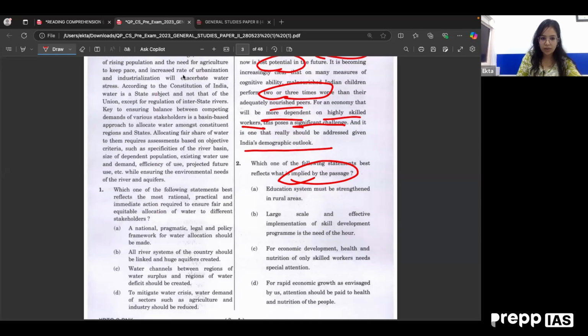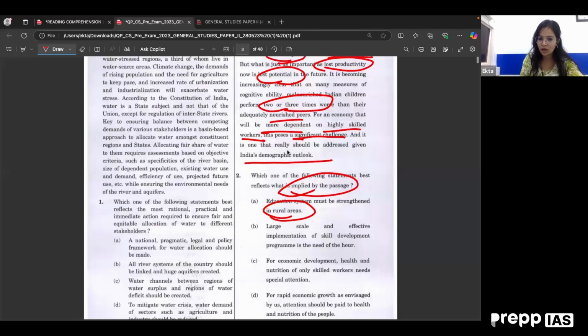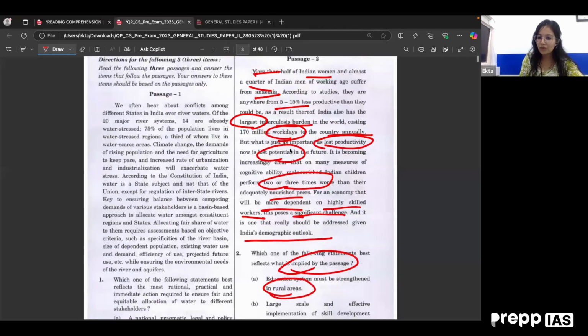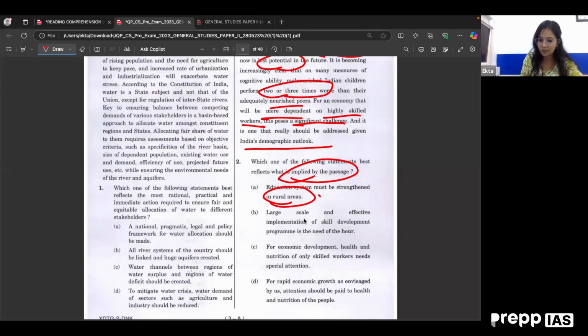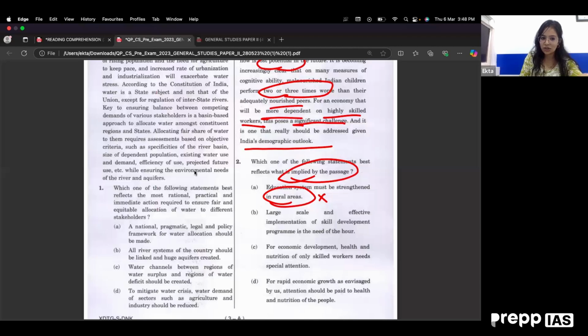ठीक है. Now it's time to solve the questions. Education system must be strengthened in rural areas. What about this rural areas? Are they really talking about something like that? वो overall Indian women की बात कर रहे हैं या Indian men की बात कर रहे हैं? Talking at an overall level? No. Yes, the answer D is correct. Right?